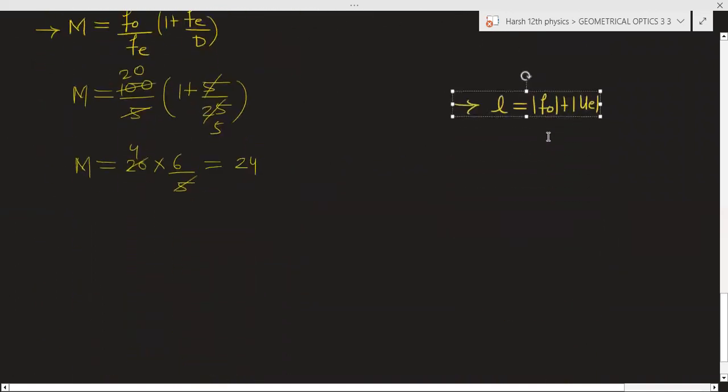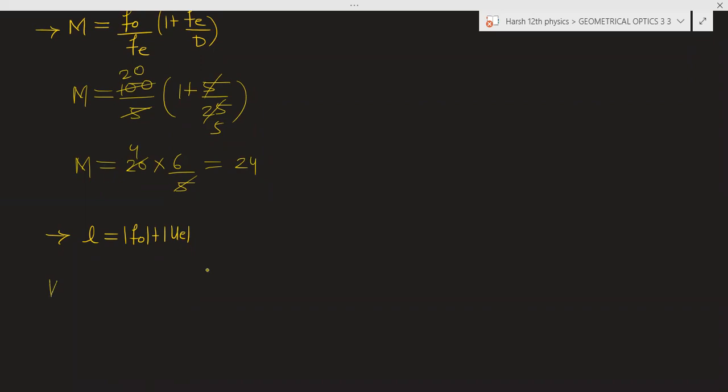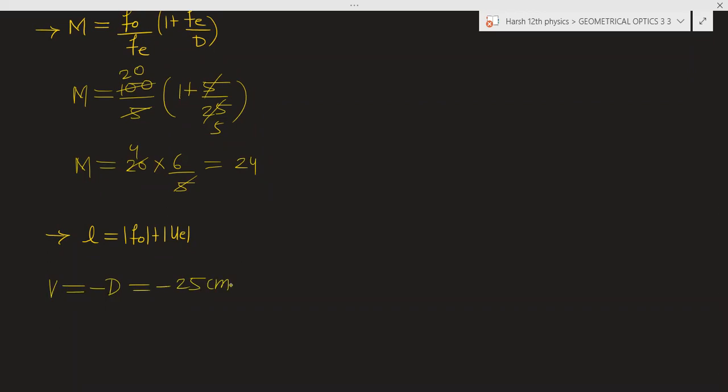Length of the telescope is FO plus FE. Now we have FO but we do not have FE. We can find FE. It is given that the final image is forming at D, so final image is forming at 25 centimeter, which means the position of the image we can take as 25 centimeter. Focal length of the eyepiece lens is given as 5 centimeter. So we can find FE.